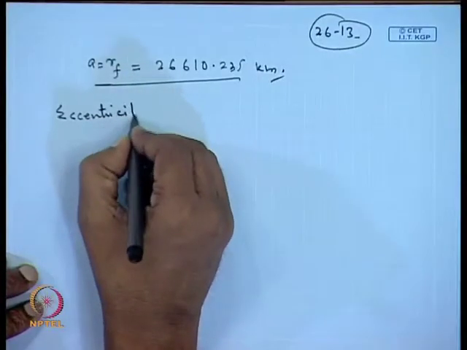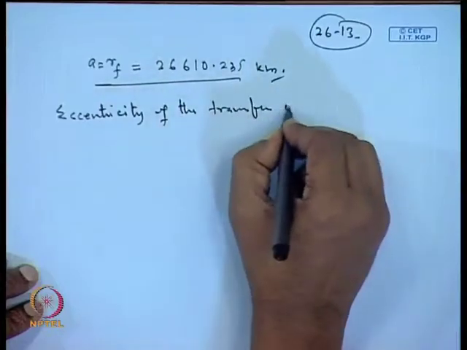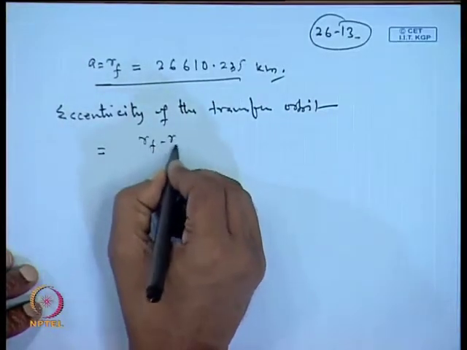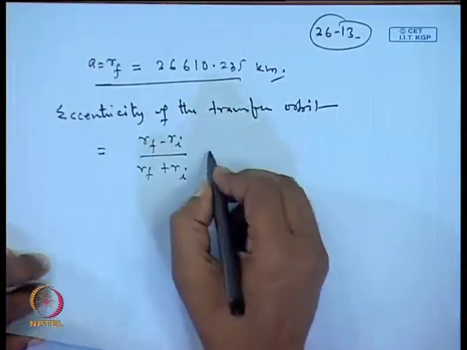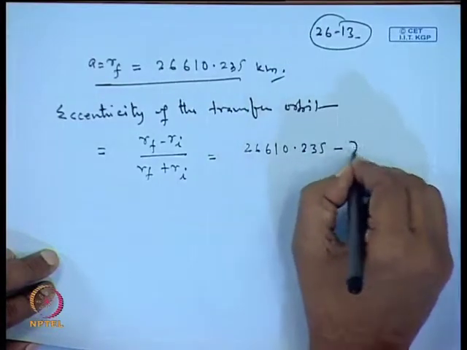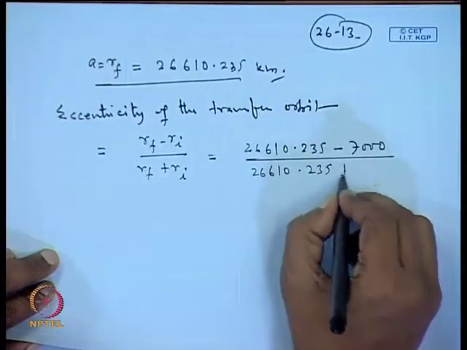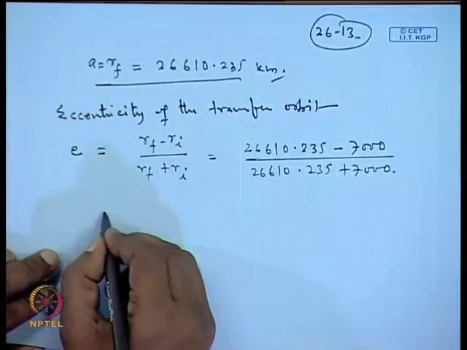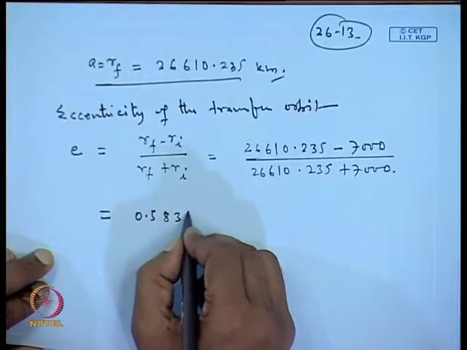So, the eccentricity of the transfer orbit will be given by r f minus r I divided by r f plus r I. Okay, so, this is 26610.235 minus 7000, divided by the sum. Okay, and this value turns out to be around 0.58344602.